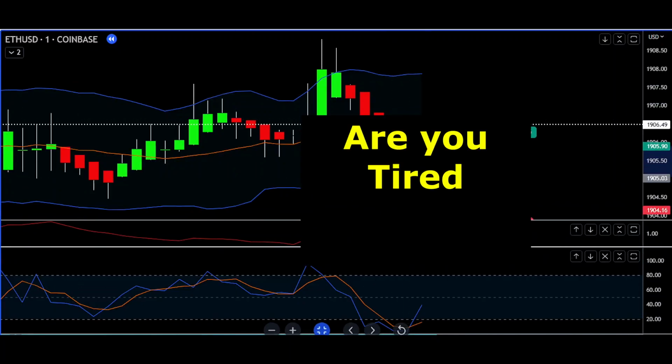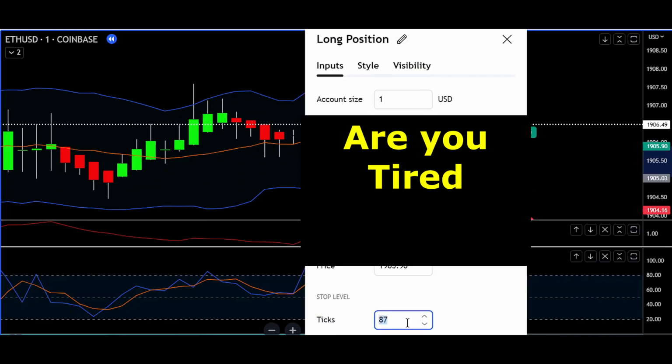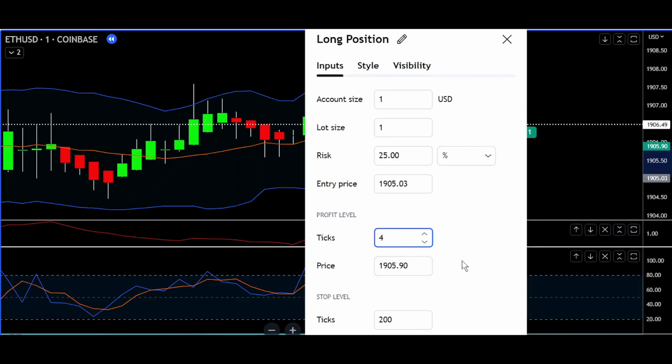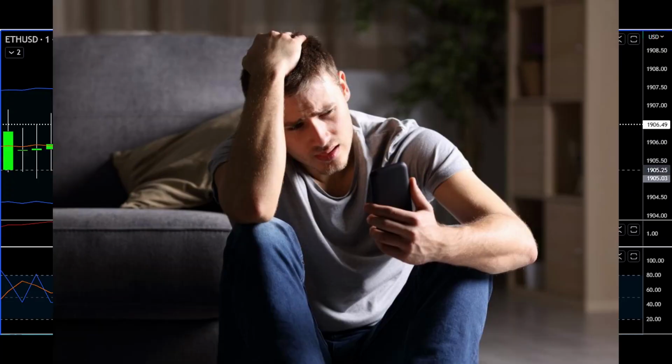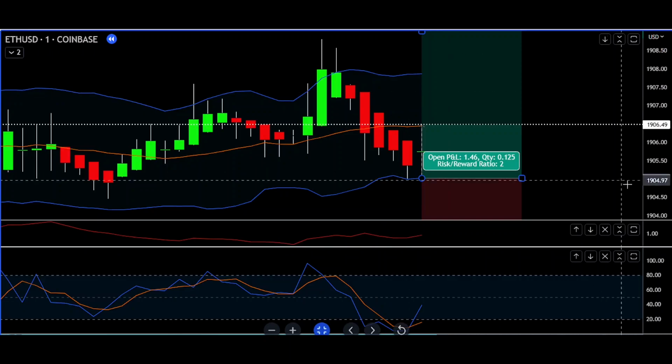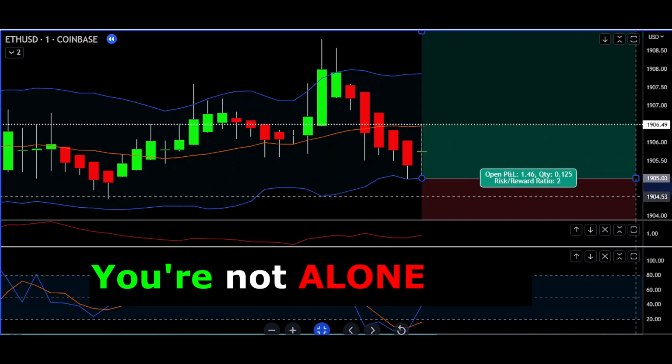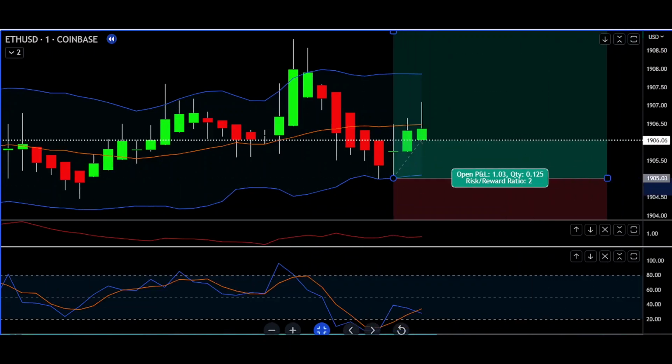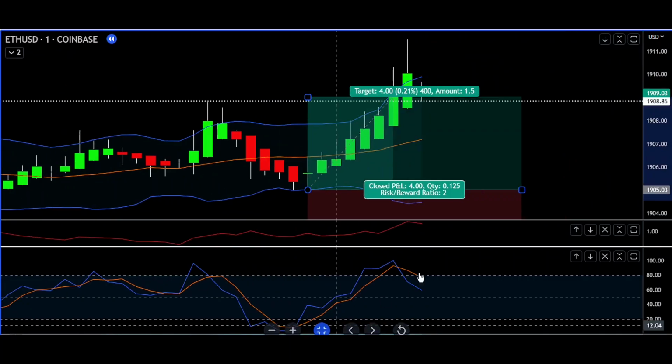Are you tired of endlessly searching for the perfect indicators and strategies that will make you profitable in the market? Are you feeling frustrated with the countless hours spent researching and testing, only to come up short? Well, don't worry, you're not alone. Many traders face this same struggle.